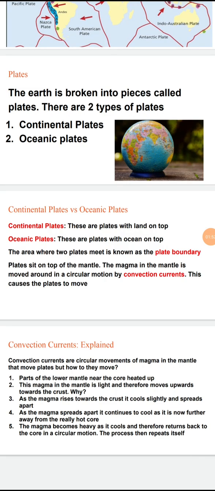Parts of the lower mantle near the core is heated up. The magma in the mantle is light and therefore moves upwards towards the crust. As the magma rises towards the crust, it cools slightly and spreads apart. As the magma spreads apart, it continues to cool as it is now further away from the really hot core. The magma becomes heavy as it cools and therefore returns back to the core in a circular motion. The process then repeats itself.